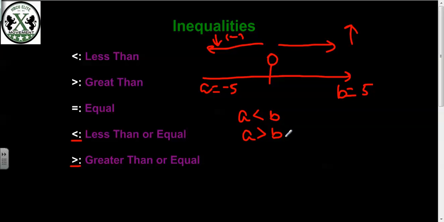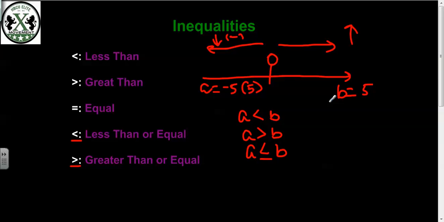Now what would happen if a was -5, or it could actually be 5 as well? In other words, it could be less than 5, or equal to 5. Writing that would look just like this: less than or equal to 5, since b is 5 and a could be equal to or less than 5.